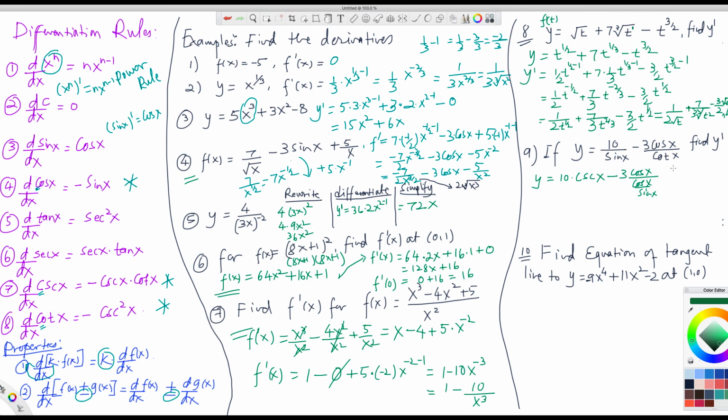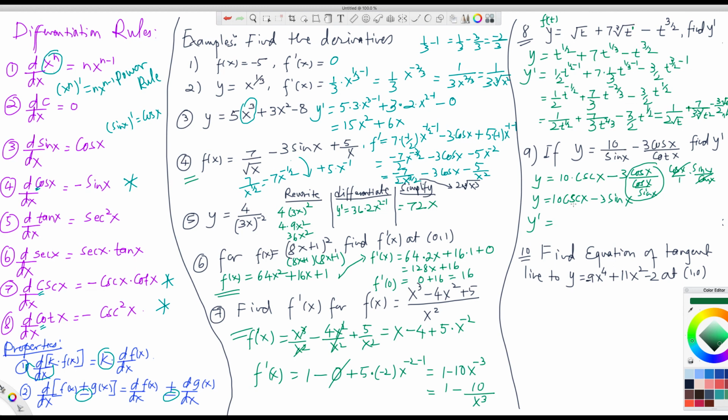So it will look like this. So just this term, okay? If I simplify that term, you will write cosine of x over 1 times sine x over cosine of x. And cosine x will cancel out. So basically this is 3 sine x, okay? So y equals 10 cosecant x minus 3 sine x. Okay, now find the y prime.